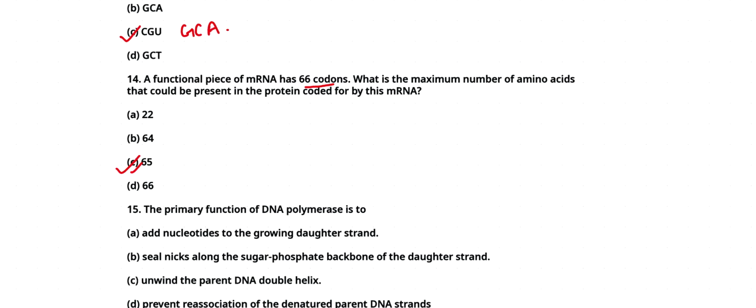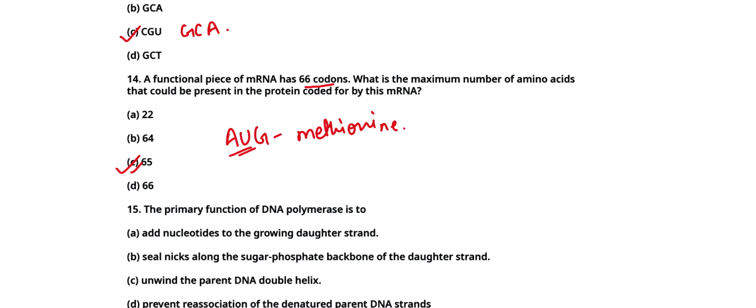The start codon often also codes for the amino acid methionine, right? That is, AUG codes for methionine, which is a start codon. This AUG is a start codon, which may or may not end up being a part of the final protein. However, the stop codon would not code for an amino acid. Thus, with 65 codons in the mRNA, there could be as many as 65 amino acids in the protein product.